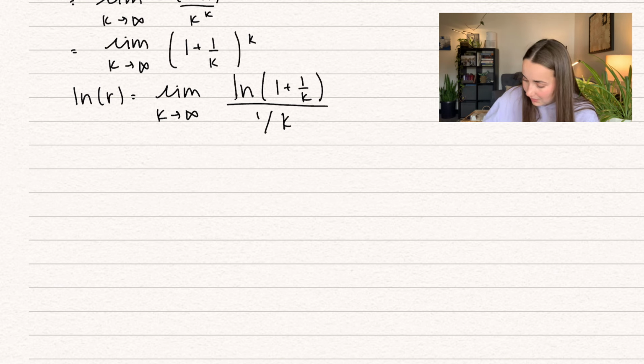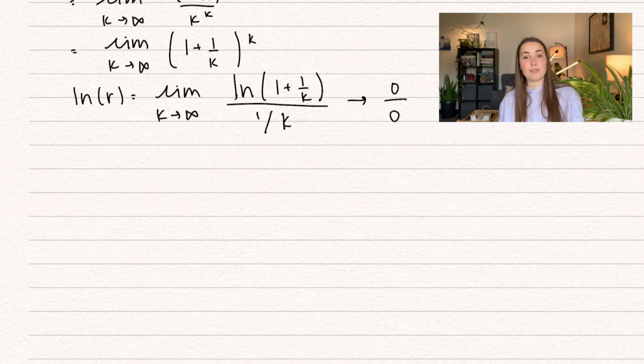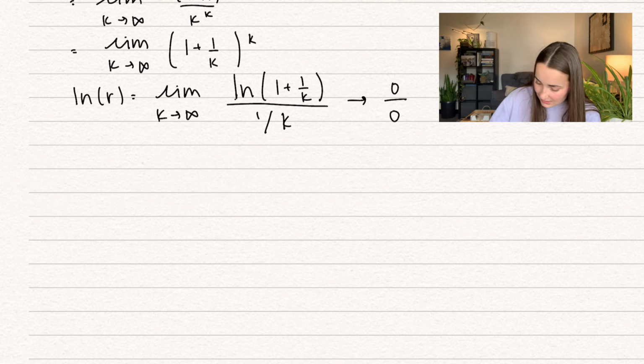But notice what happens. In the numerator, natural log of 1, that's going to be approaching 0. In the denominator, 1 over k is also approaching 0. So I rewrote it so I could have a fraction of indeterminate form, and I can go ahead and use L'Hopital's. So we have the natural log of r is equal to the limit as k approaches infinity.